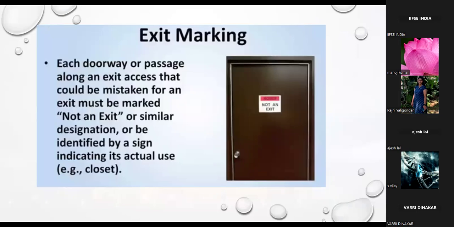Each doorway or passage along with the exit access could be mistaken for an exit, but must be marked "not an exit" if it is not an emergency exit. As I've told, in different levels, if we have continuation of the exits, the one that is going to the exit discharge needs to be marked as exit, and others should be marked as no exit.